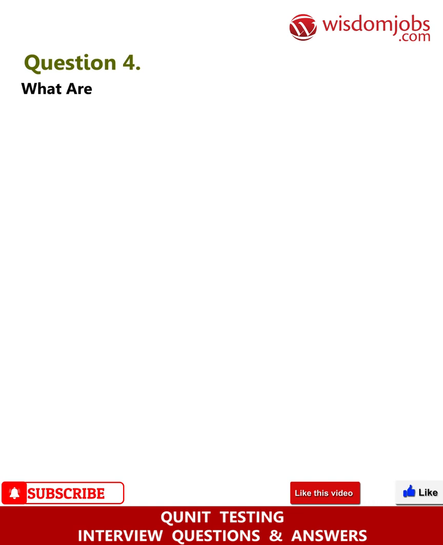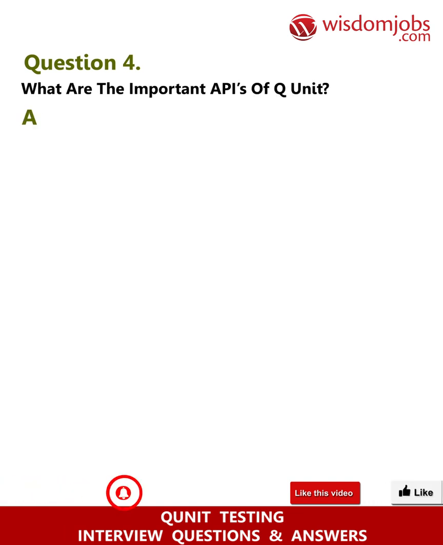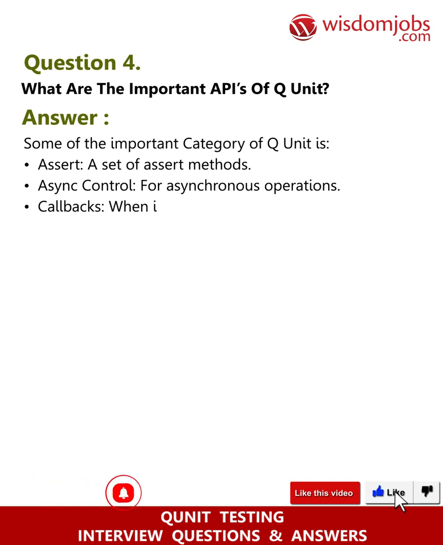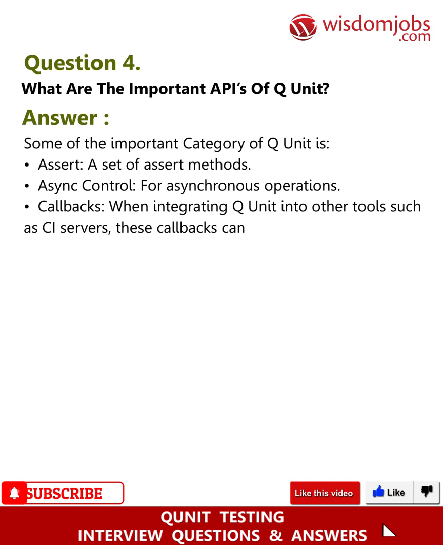Question 4. What are the important APIs of QUnit? Answer. Some of the important categories of QUnit are assert, a set of assert methods; async control for asynchronous operations; and callbacks when integrating QUnit into other tools such as CI servers. These callbacks can be used as an API to read the test results.